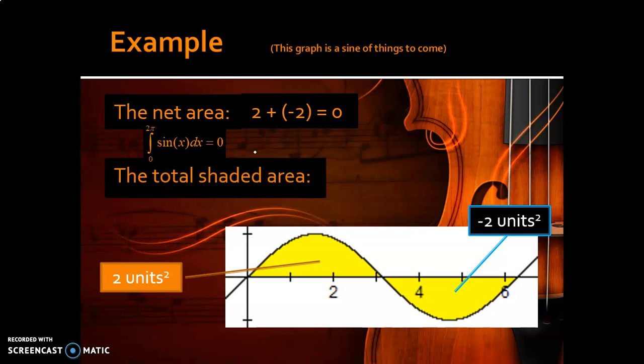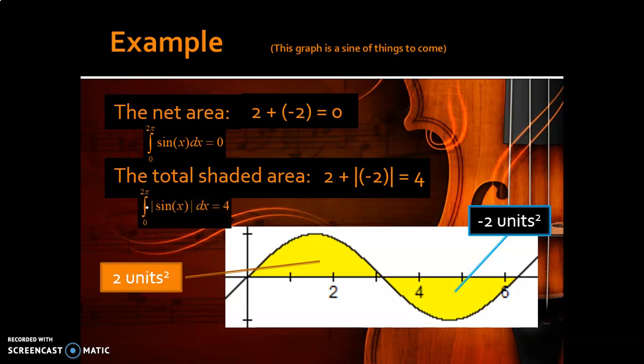If I look at the total shaded area, then instead of considering this to be negative, we consider it to be positive, and I would just do 2 plus 2, and I would get 4 units is the total shaded area. Now, if I wanted to write that with an integral, everything's going to be exactly the same, except I want everything to be positive, so I'm going to put absolute value around the sine.